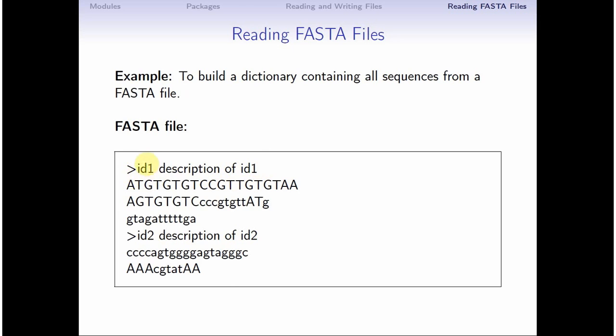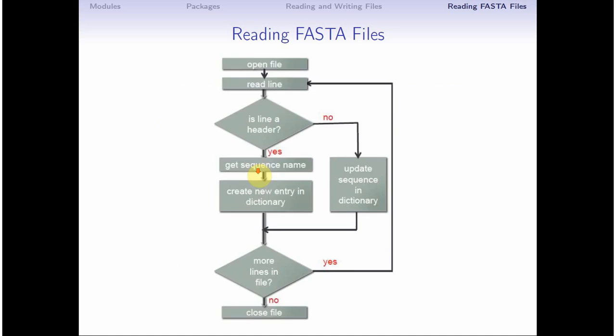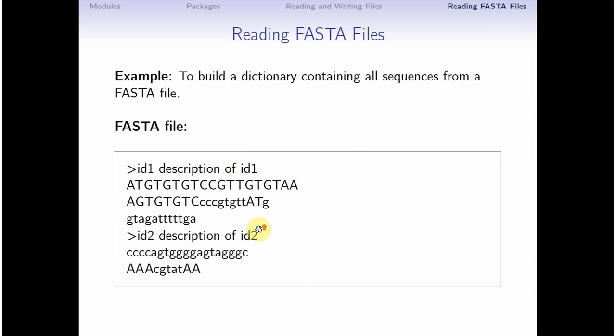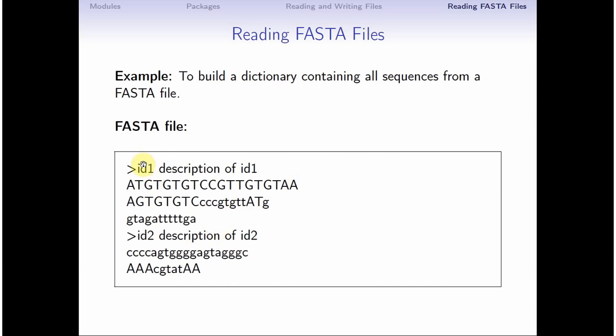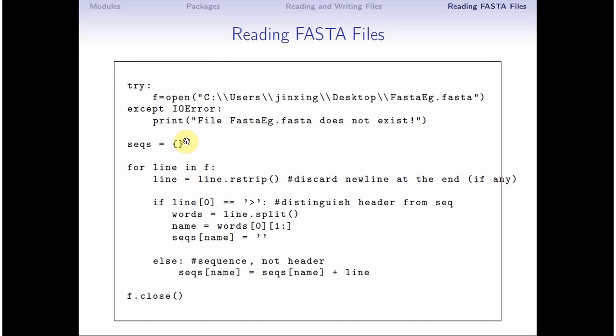So count index 0, 1, 2, 3. The first index is this one. Then what is the name? Starting from index 1, correct? Out of this one, index 1, 2, 3, so you want from 1 to the last one. Then this will be the name. Then you create an empty sequence. So name equals an empty dictionary with the name as id1. The id1 goes inside here. However, for the dictionary value, you create a key, but the value will be empty.